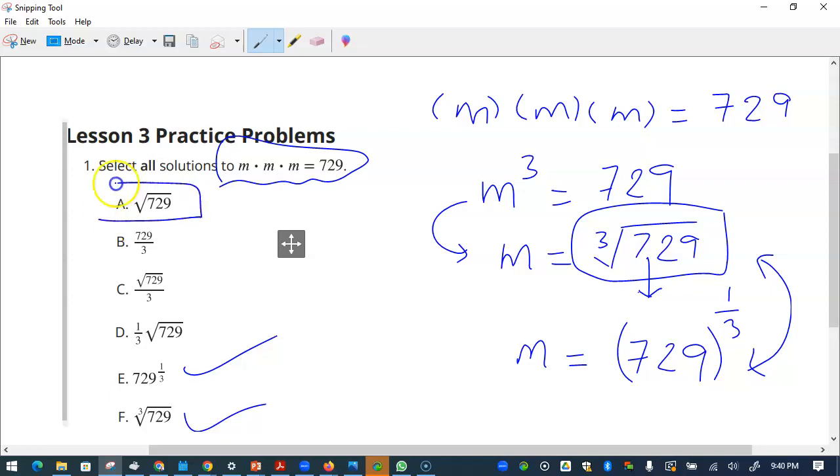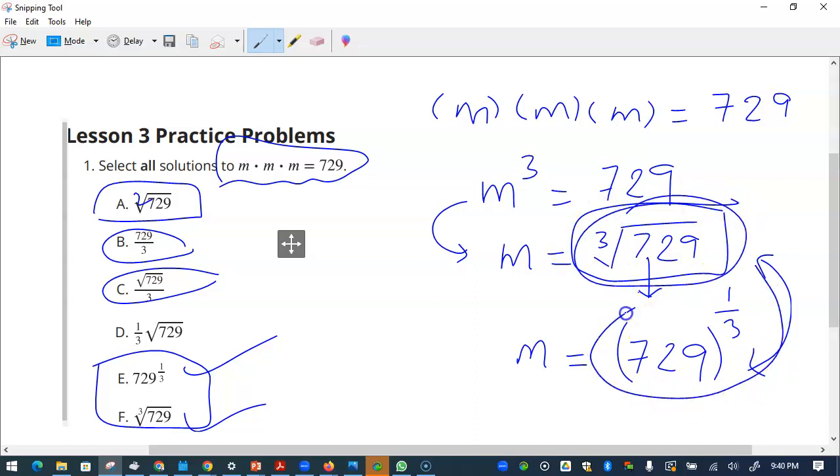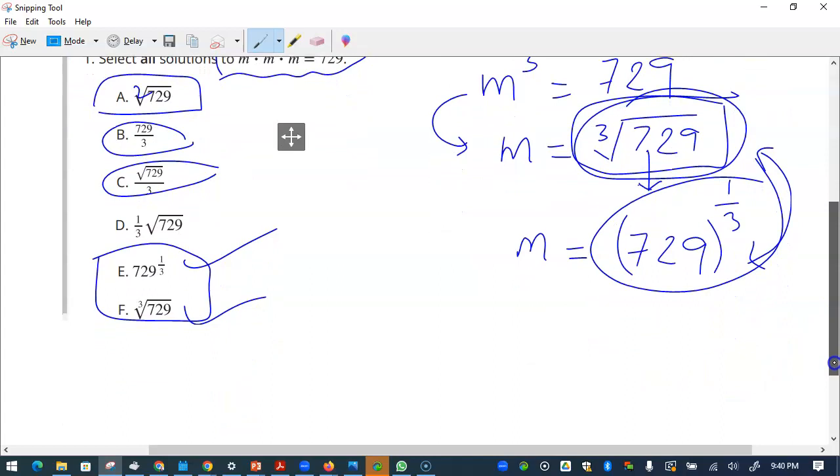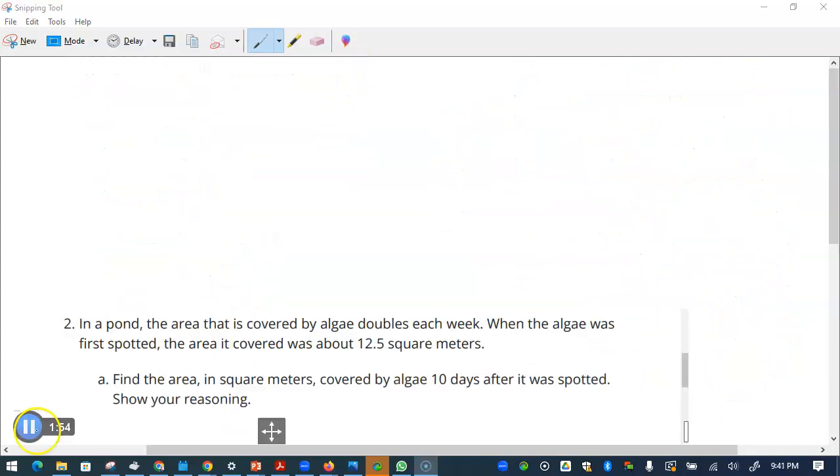This cannot be the answer because there is a 2. This is a square root, right? But we want the cube root. This is also wrong, there's a square root. So the only options are these. I hope the goal is that you can understand that these two things mean one and the same. Let me go to the next question straight away.